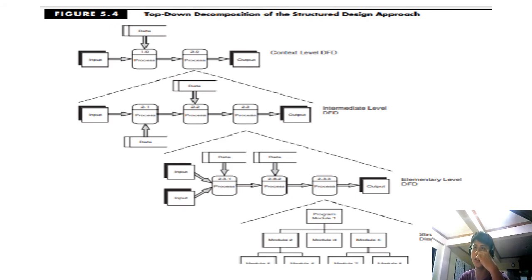So this is Figure 5.4, top-down decomposition of the structured design approach. So we can see here the first is the data, and then it goes down to the process. Before the process is the input, and it goes to the process, another process again, and then the output. And it is called the context level data flow diagram. The lower part is the intermediate level data flow diagram. The third one is the elementary level data flow diagram.